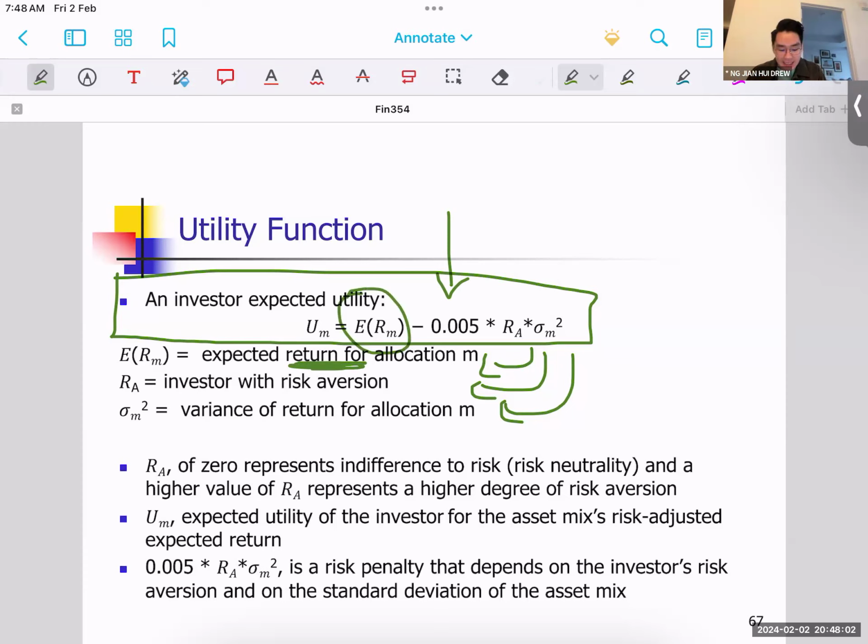And then there is a deduction here. So this deduction happens based on the investor's risk aversion. Risk aversion means you don't want risk, you're afraid of risk. And based on the variance of the return of the portfolio, meaning the variance, right? That means the square of standard deviation.